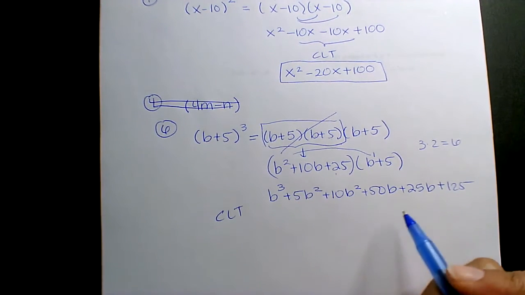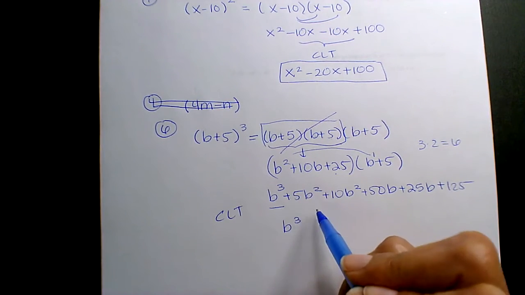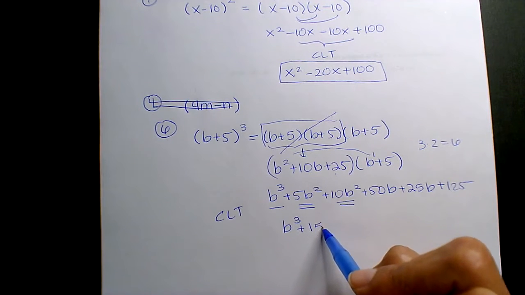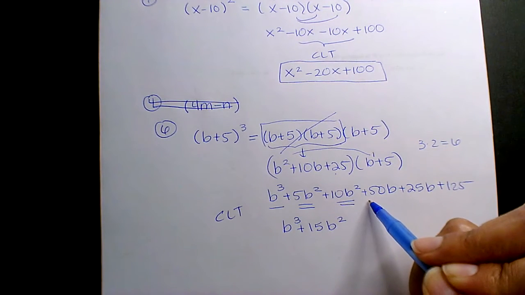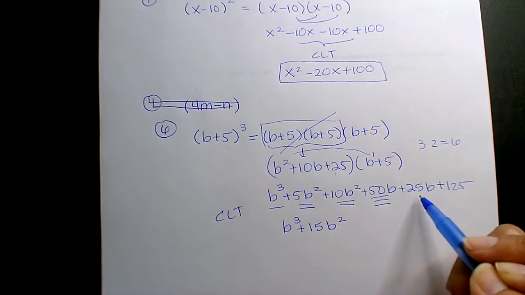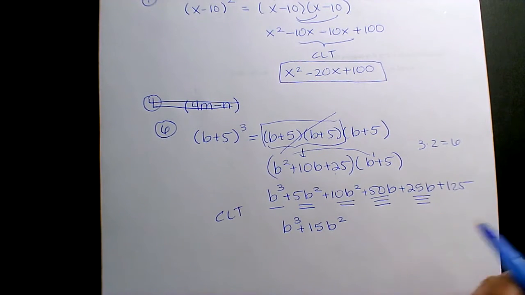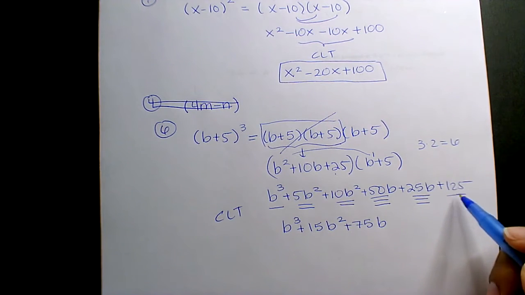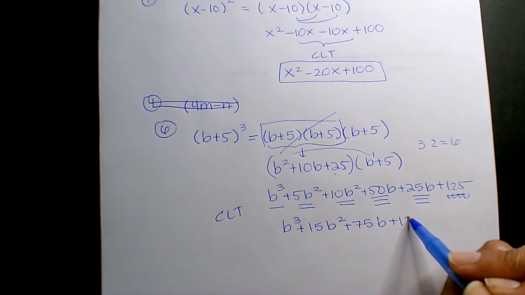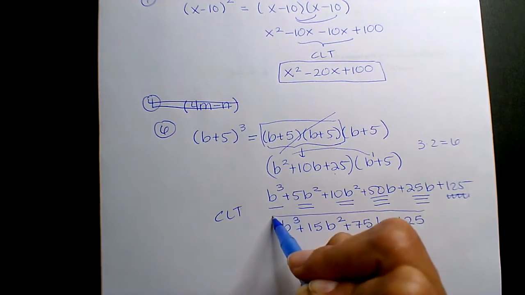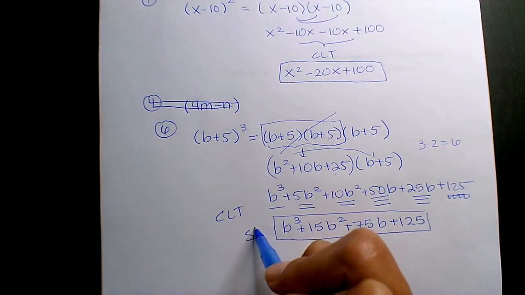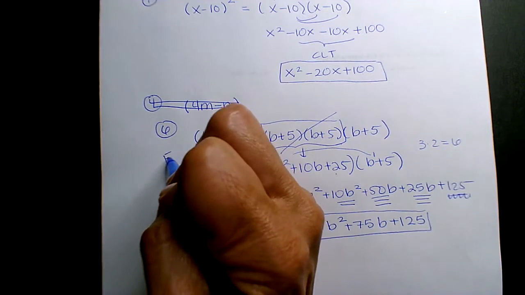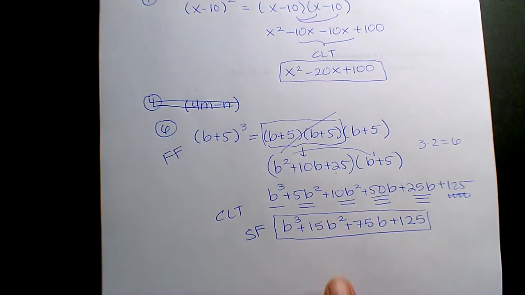CLT. So I have a 1b cubed, 15b squared. I have 75b, and then I have this constant. And so this is a standard form equivalent to that factored form. So this is factored form, this is standard form.